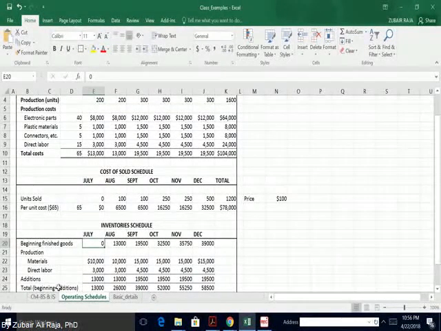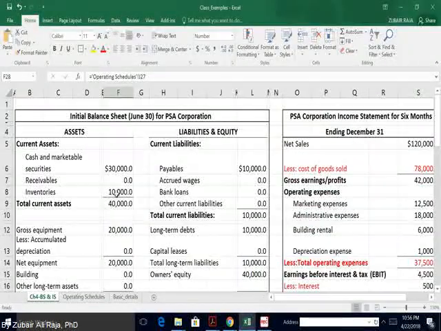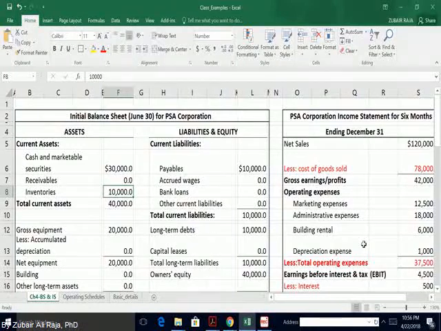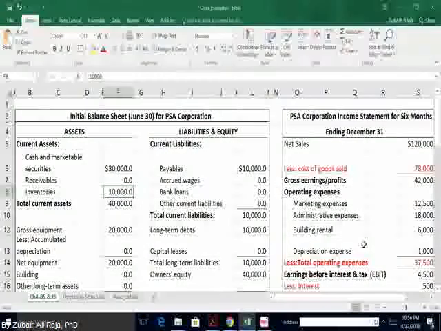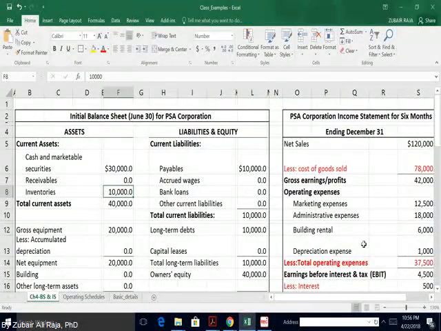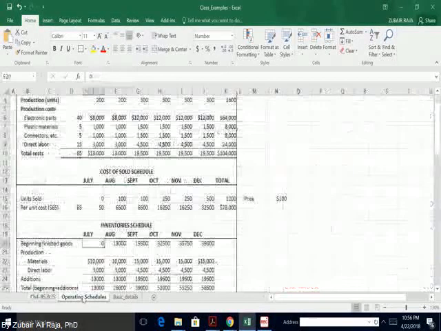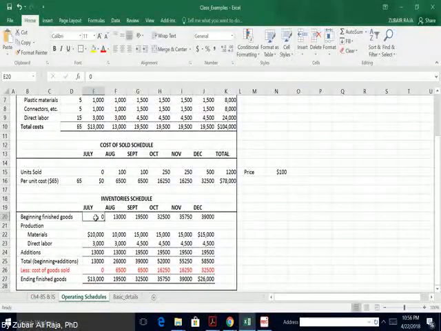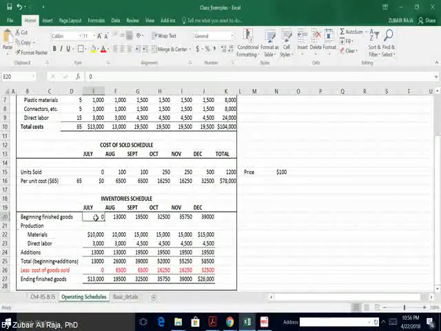There were simply parts available on the 1st of July, before the beginning of the operation. But this is not the finished good. This is just the raw material present in the warehouse of the company. So the PSA Corporation will use this 10,000 inventory in order to make the finished goods. So the finished goods inventory is basically 0 in July. There was just raw material.